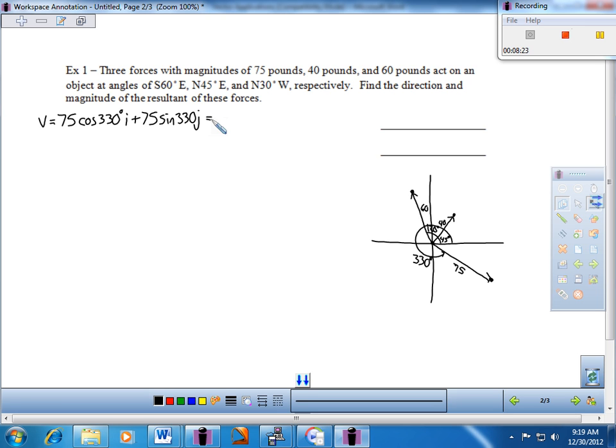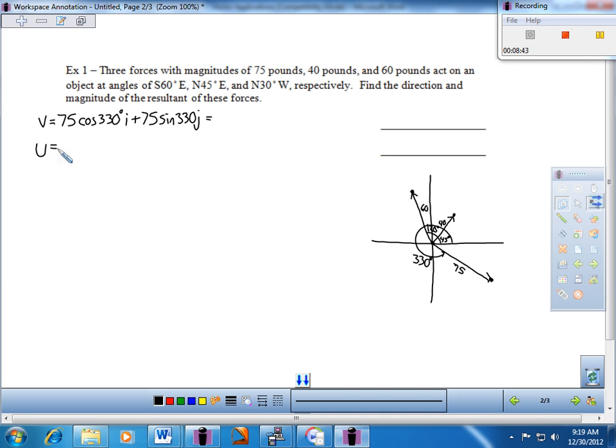Now the second vector, that would be the 40 pounds and this bearing right here. So that's this vector right here. We need the a and the b. We need ai plus bj form on that as well. I'm just going to call that vector U, if that's all right with you.